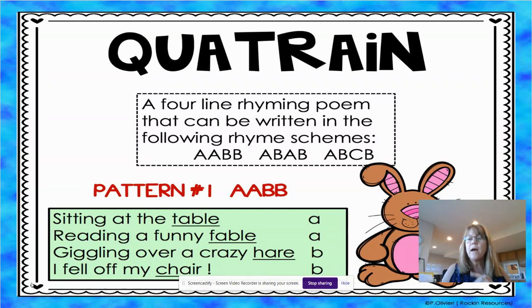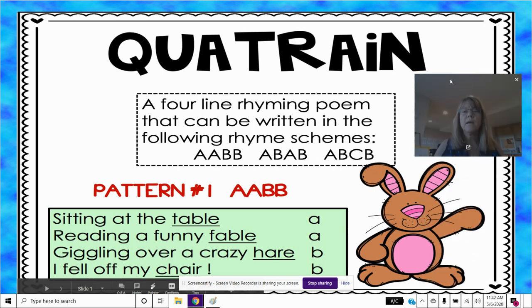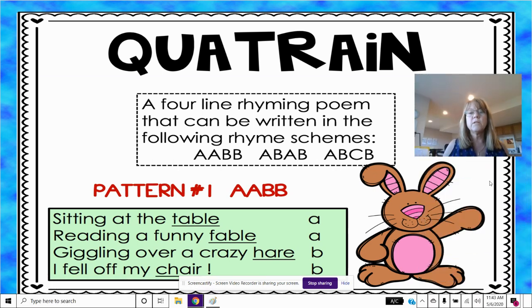Hey guys, I'm going to talk to you today about another poem. It's called a quatrain, and basically, it's using rhyming words, and you can do different patterns with them. You have 4 lines. Quad means 4, so it's a quatrain, just like couple is 2, and a couplet had 2. Quatrain has 4. So it's a 4-line rhyming poem that can be written in the following rhyming schemes.